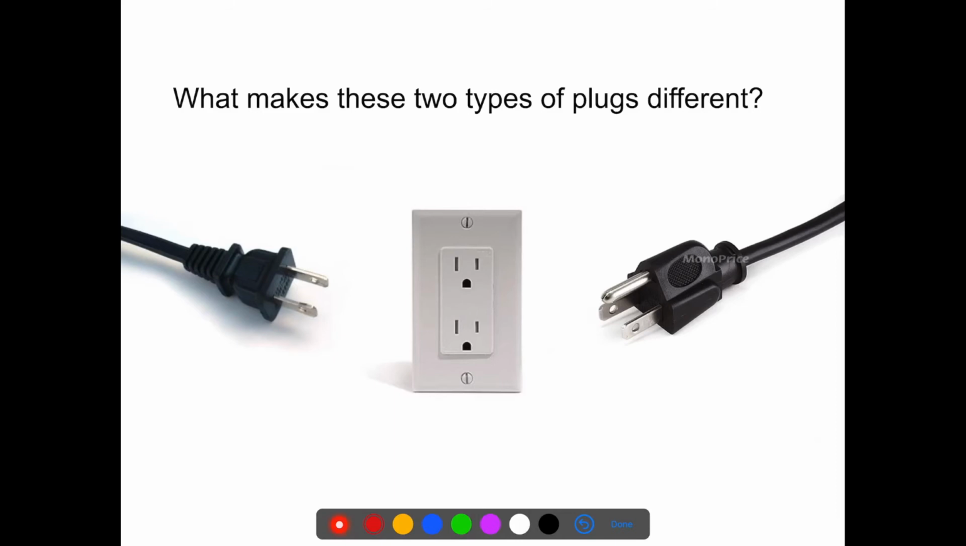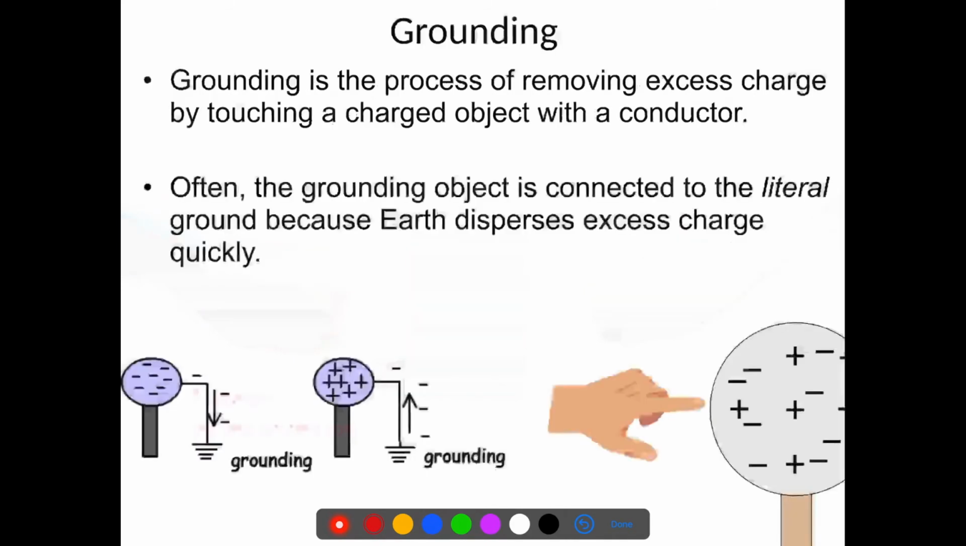So, I'm sure you've always wondered, why does this plug have 2 prongs and this plug have 3? Well, that third prong is the ground, or what we call grounding. It's the process of removing excess charge by touching a charged object with a conductor. Often the grounding object is connected to the literal ground because the earth disperses excess charge quickly. Like in my basement right now, I have a rod that's shoved straight down into the earth, and my house's wiring is connected to that ground.